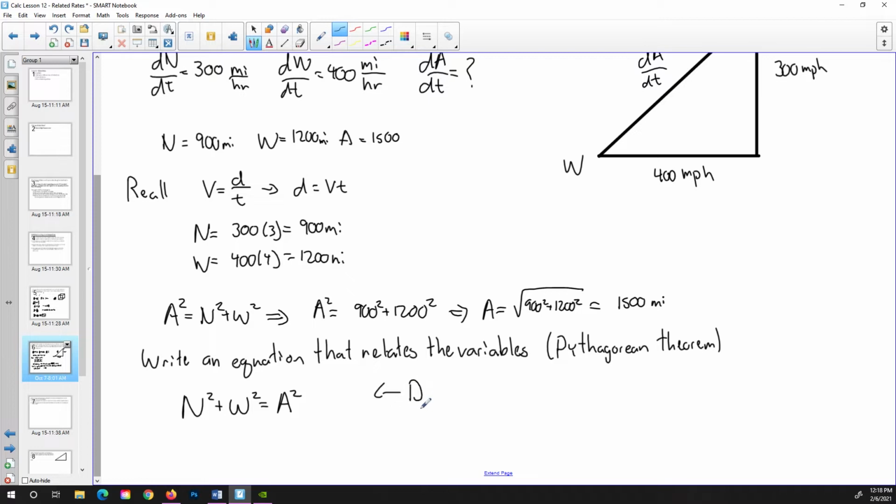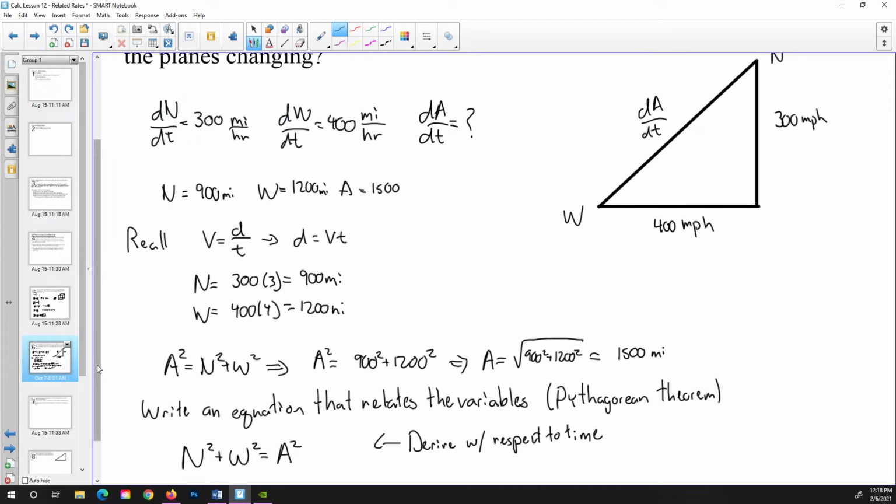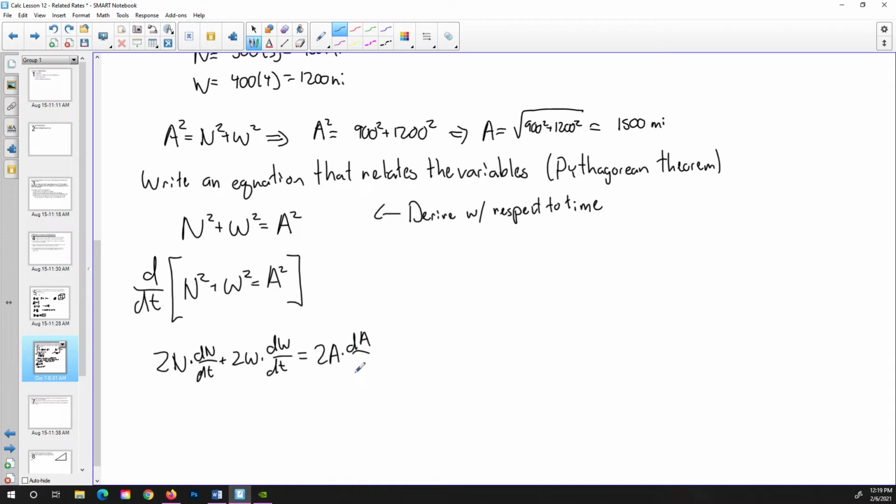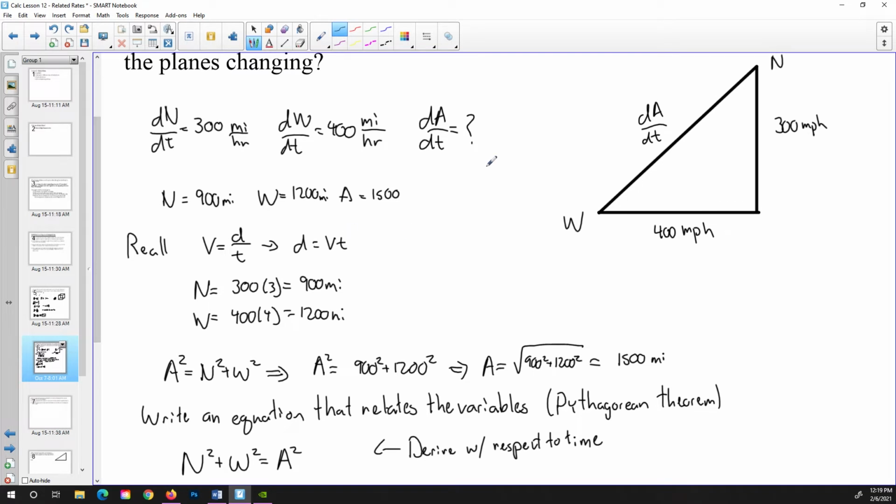We're going to derive this with respect to time, and we know to do that because we have rates of change with respect to time. So d over dt of n squared plus w squared equal to a squared. For each of these terms, I'll have 2n times dn over dt plus 2w times dw over dt equal to 2a times dA over dt. Now this is the value that I am looking for, and I have quantities for all of the remaining variables.